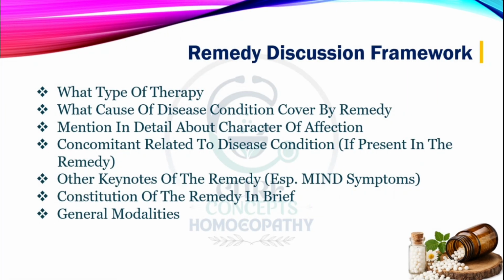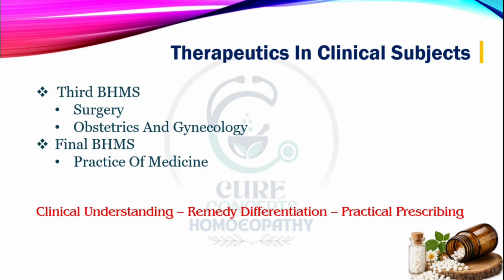Remedy discussion framework. When discussing any remedy in therapeutics, a proper framework should always be followed. So, explain what type of therapy the remedy represents. Mention which disease conditions are covered, characteristics, nature of symptoms, and discuss important concomitants if present. Then mention the keynote, especially mental symptoms, and also include constitutional tendency and general modalities. This method creates a complete and high quality therapeutic answer.